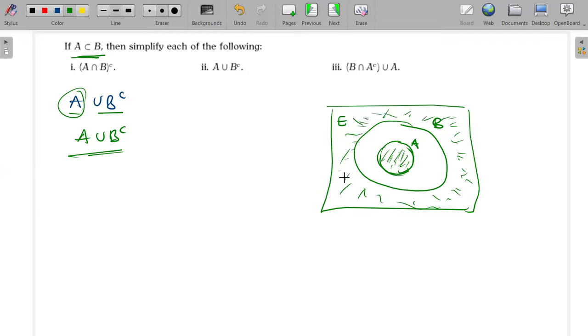It's outside B, so that is B complement. And then the middle part is the set A. So there might be some elements in here that are in B, which we don't know. So they might be put in there.